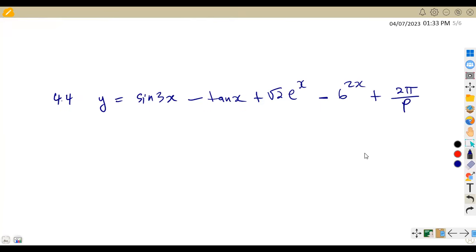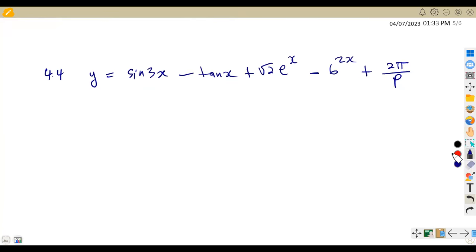Okay, so take note, the question is for us to find the derivative of y with respect to x. So dy dx is going to give us, remember, sine changes to cos. So this is going to be 3 cos 3x. Okay, tan, it's sec squared. So this is minus sec squared x.